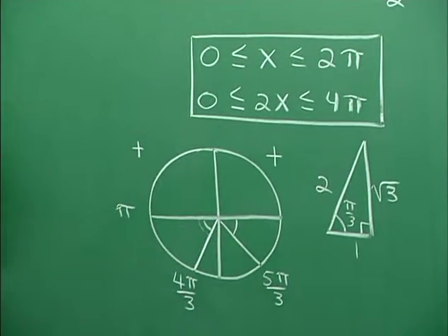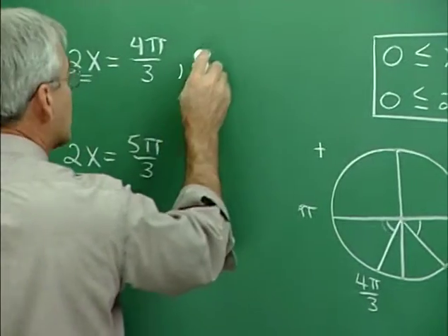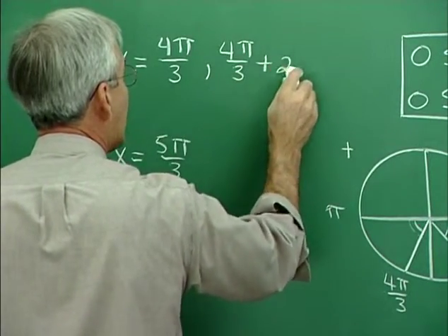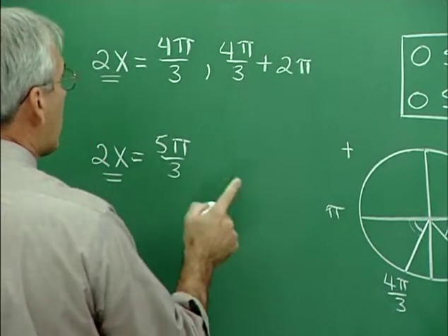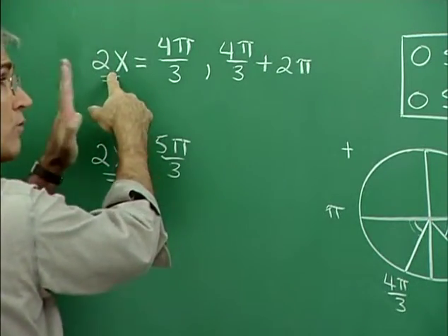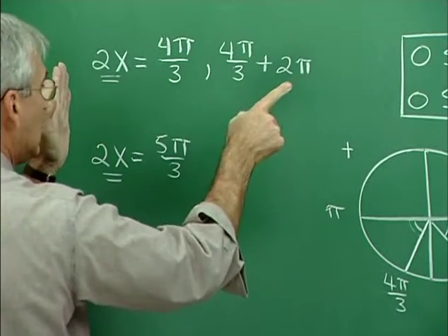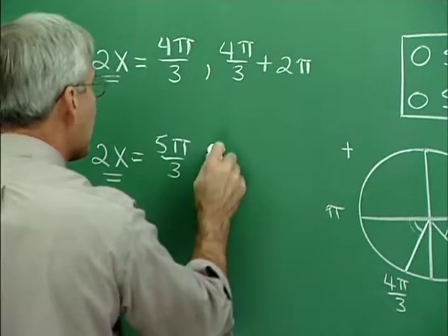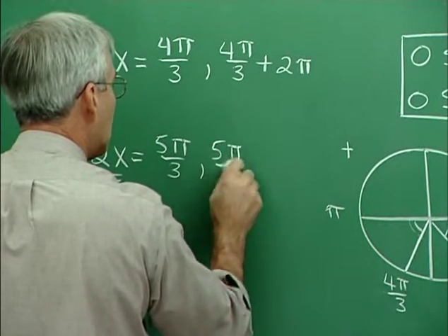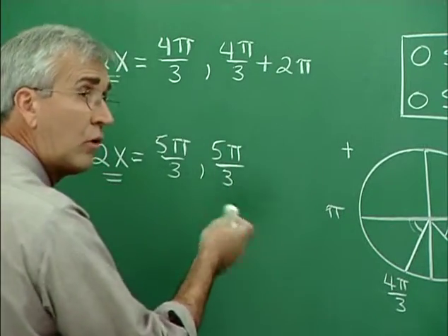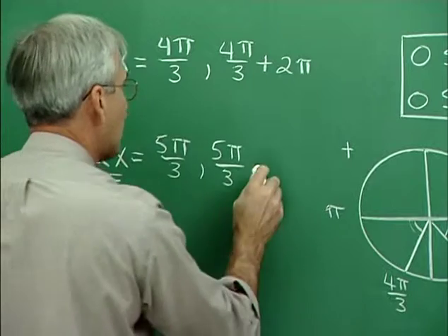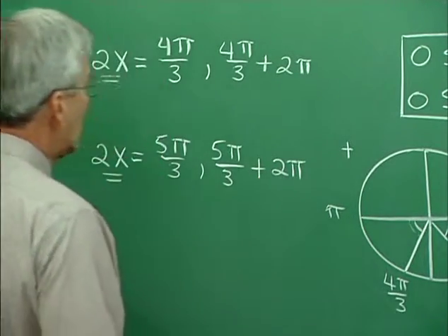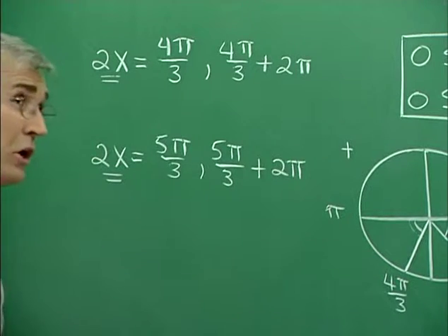So I've got 4 pi over 3, and I have another answer, which is 4 pi over 3 plus 2 pi. You see, for this 2x to go from 0 to 4 pi. Okay, now, associated with this one, I have this angle and the angle coterminal with this one one more time around the circuit. So I have plus 2 pi. Well, am I finished? No, I'm not finished.